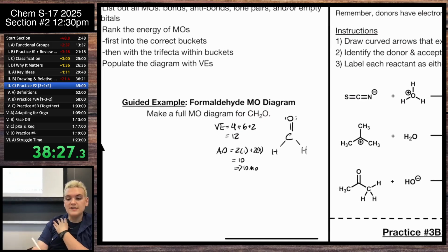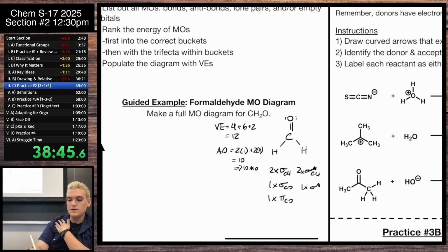So then our next step is to list out all of the molecular orbitals. My strategy is I start with the bonds because I can see them: 2 sigma CH, 1 sigma CO, 1 pi CO. And then the second key idea: if we have bonding orbitals, we have antibonding ones. So 2 sigma star CH, 1 sigma star CO, and 1 pi star CO. If I count these up, I only have 8 so far, so what are the last 2?